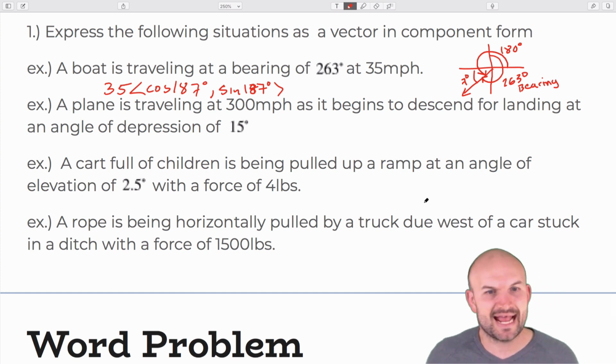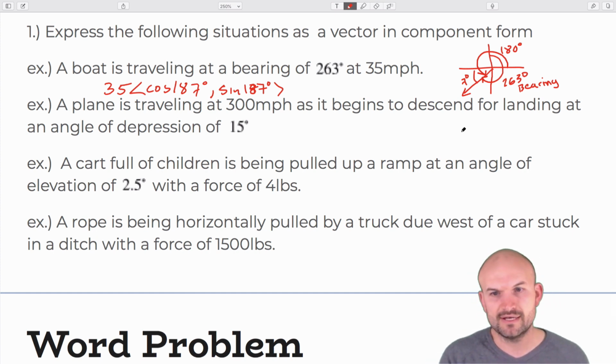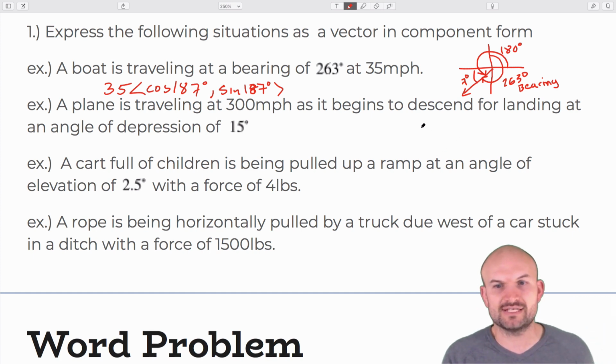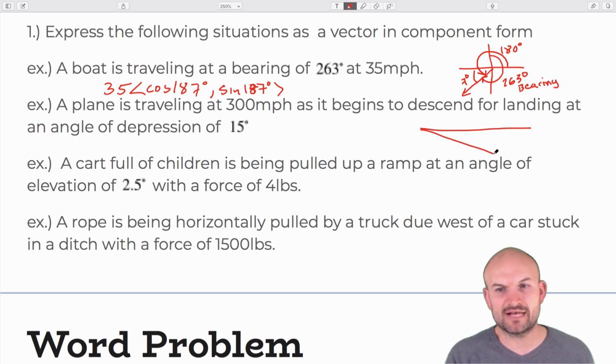The next one says a plane is traveling 300 miles per hour as it begins to descend for a landing at an angle of depression of 15 degrees. Now again, we understand an angle of depression is an angle below the horizontal, right? So we have a horizontal, and then we have an angle of depression. So that means the angle is going down.